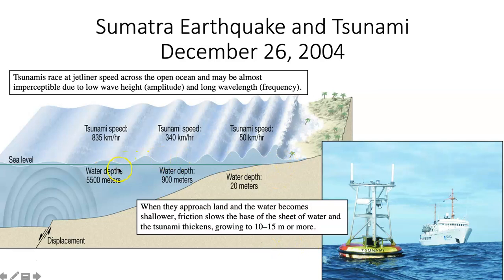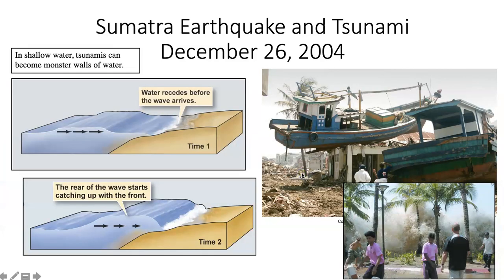Now, when these waves approach the shore, they start to grow in height because they're sort of bunching together. You notice their speed is slowing down. And so the water has nowhere to go but up. And it goes up, and then when it gets to this shallowest area, it becomes very obvious that it's a tsunami.